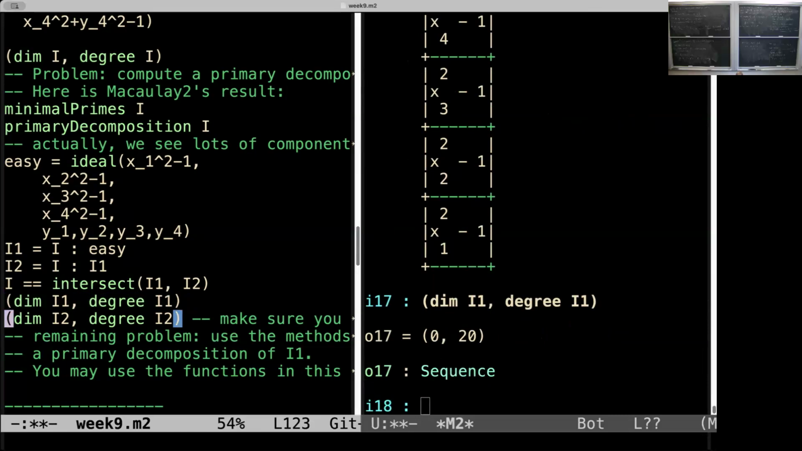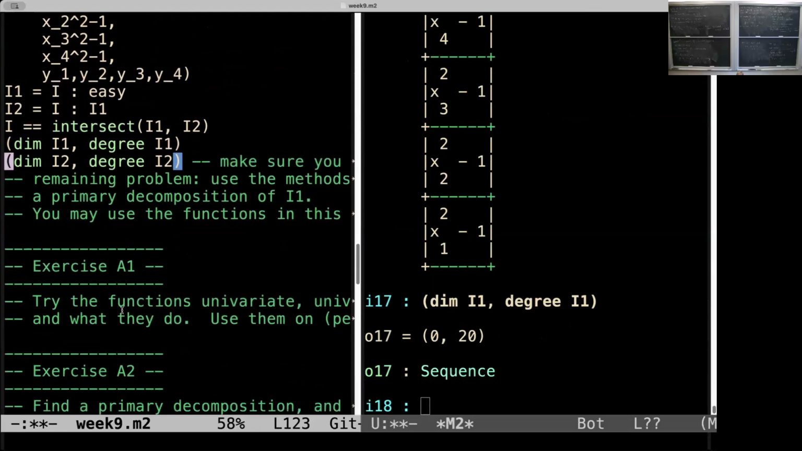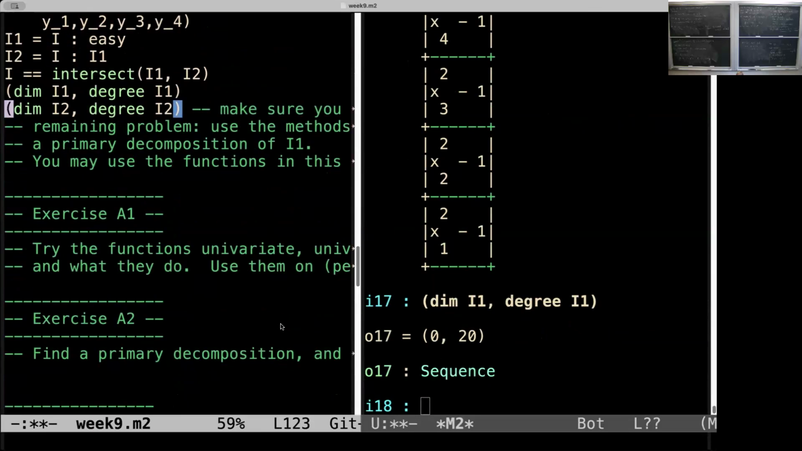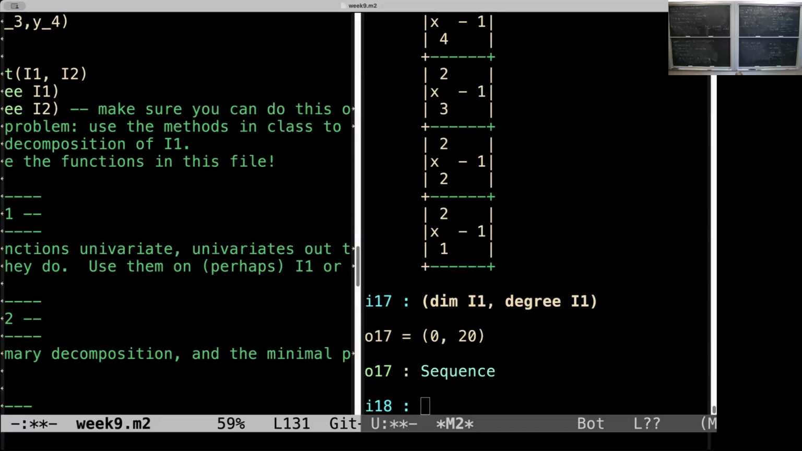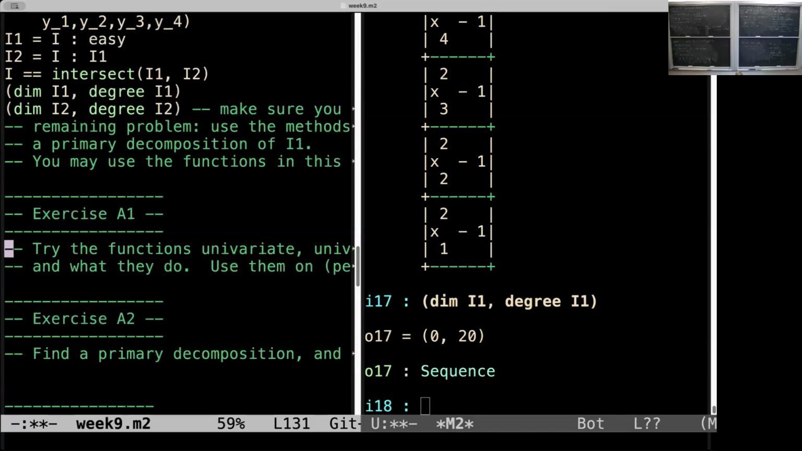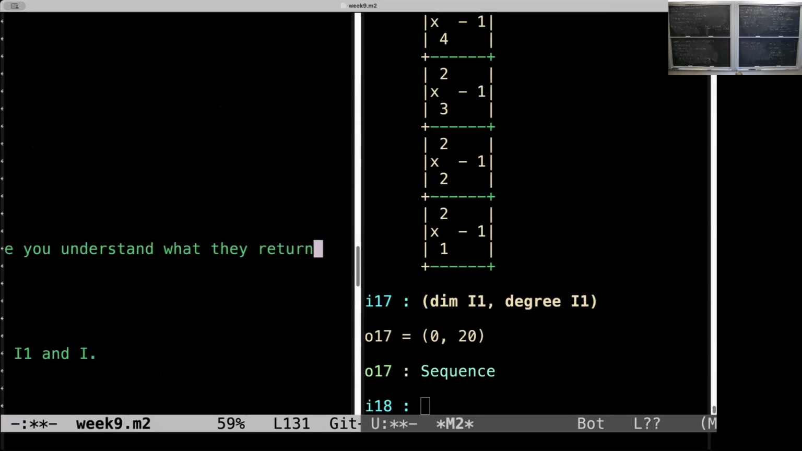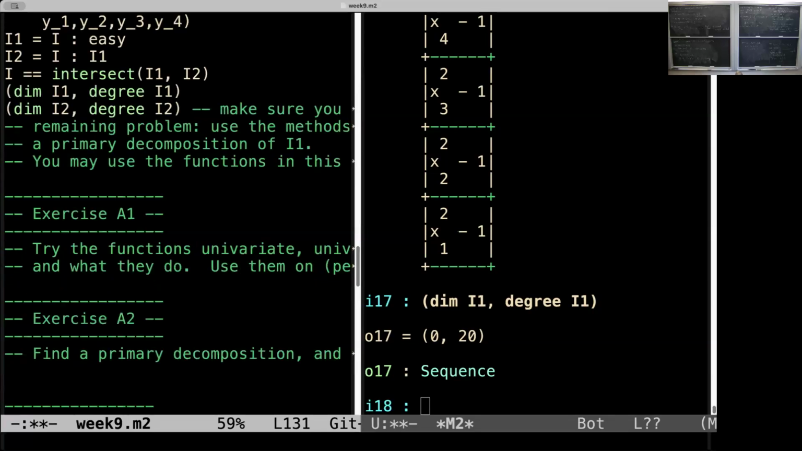It is still dimension 0 as it has to be, but there's only 20 equations. We've gotten rid of 16 solutions basically. And now we want to figure that out. So exercise A1 is to try the functions univariate and univariates out. Just try to take a look at it and see what they do.